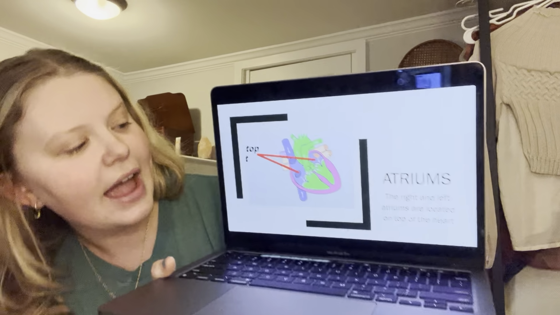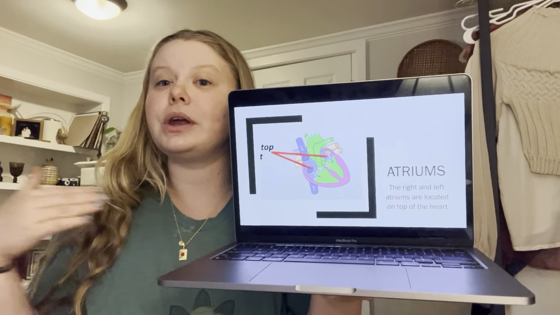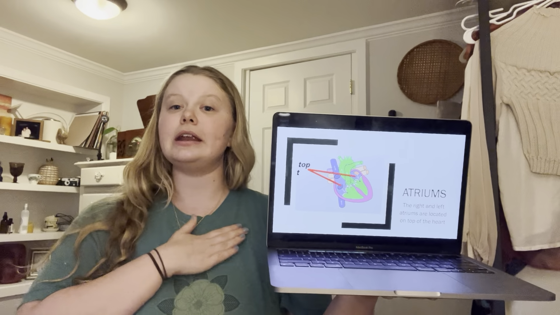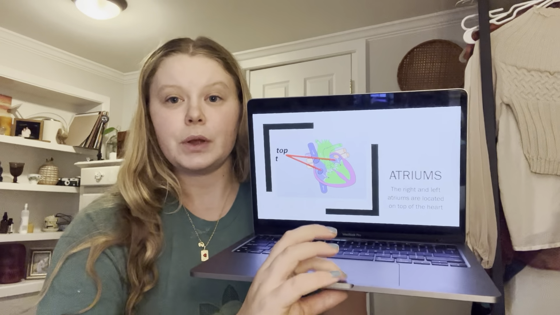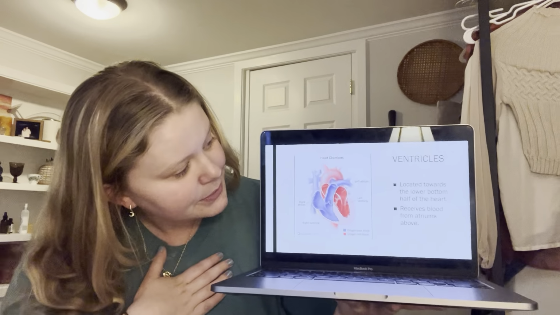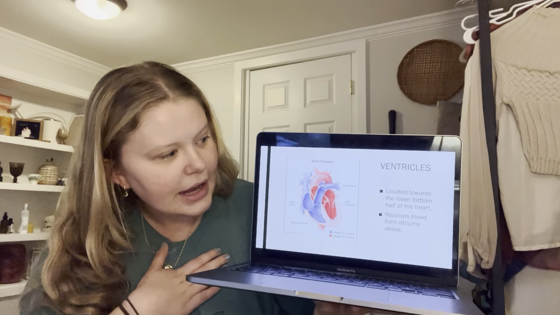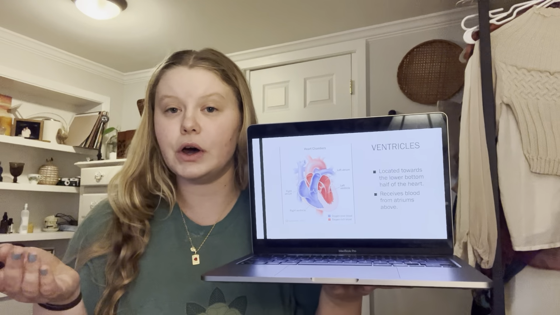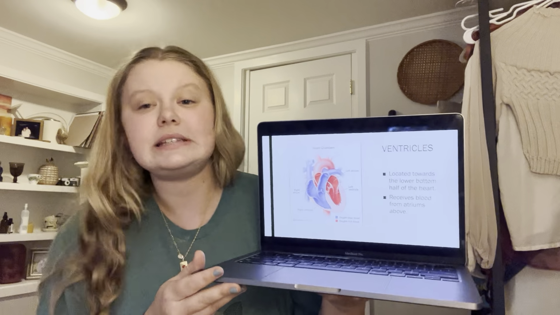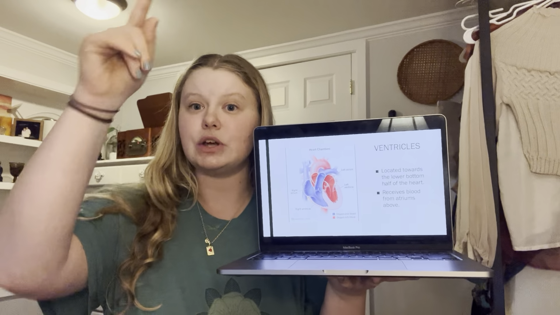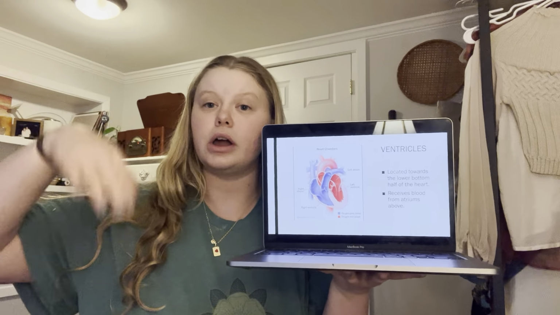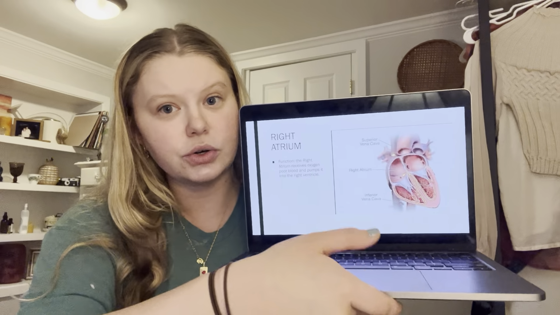So first off, we have the atriums. There is the right atrium and the left atrium, which is located at the top of the heart, which is right here in the middle of the chest. The ventricles are located towards the lower part of the heart, and it receives what the atriums have. So whatever is in the atriums is going to be pushed down into the ventricles.